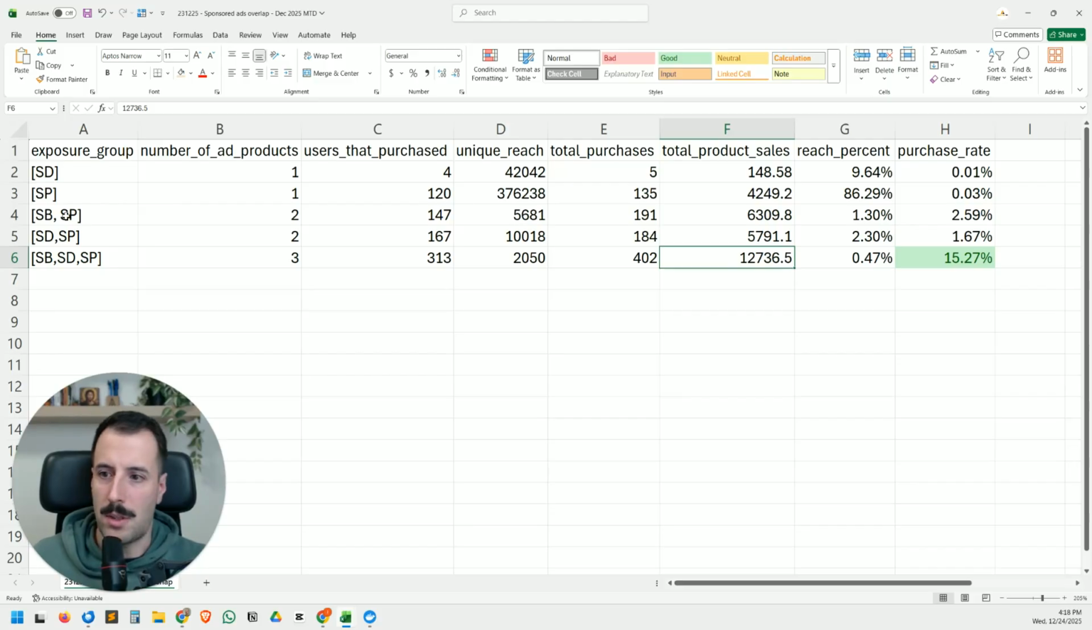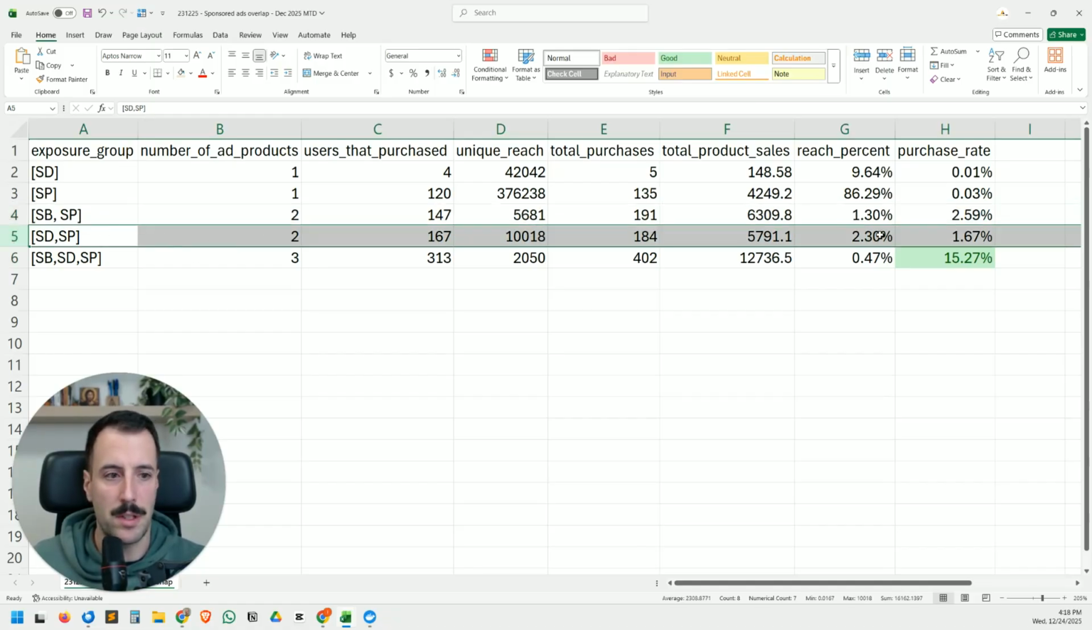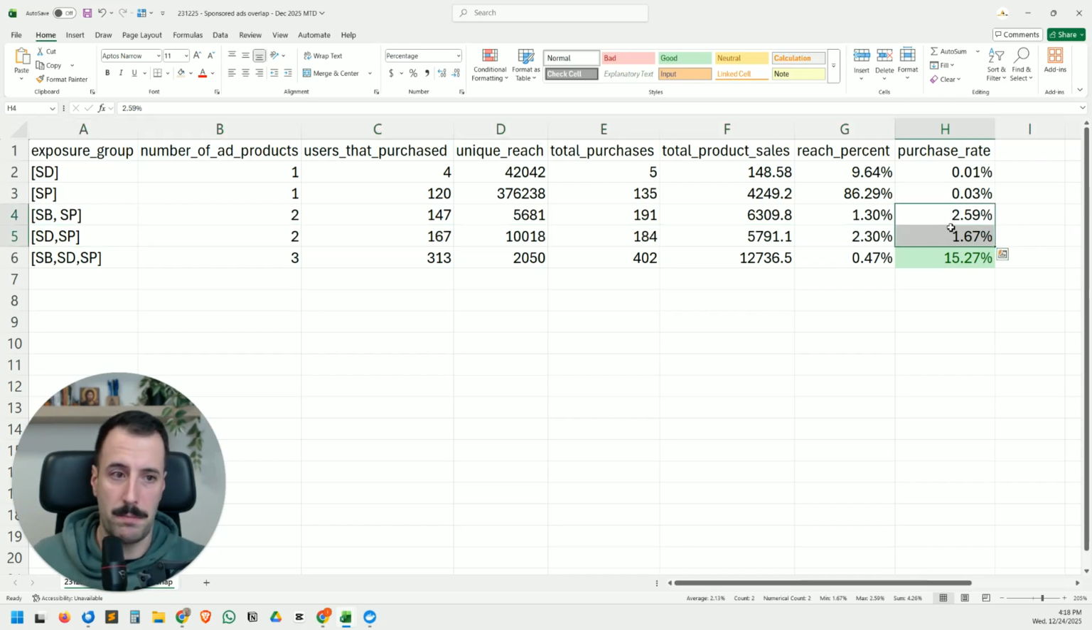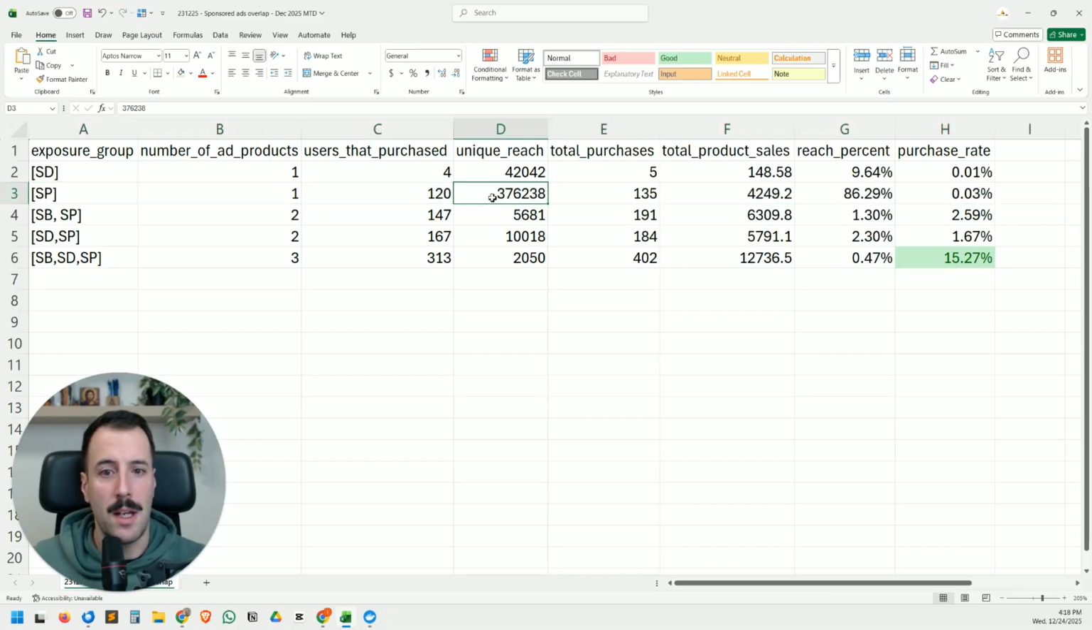Then you can compare that to the people who saw sponsored brands and sponsored product type of ads and sponsored display together with sponsored products. Again, much bigger than the biggest chunk. Currently, still the biggest chunk of people that we reach is through sponsored products, and you can see that the unique reach is huge, but total product sales is way below the other three buckets. Reach percent for sponsored products only is 86%.